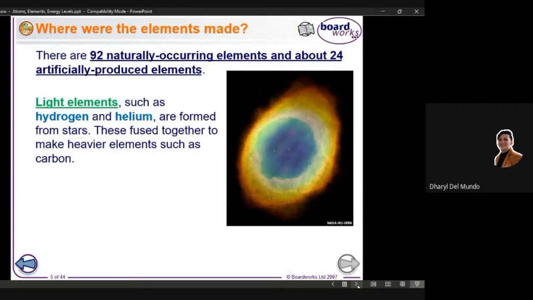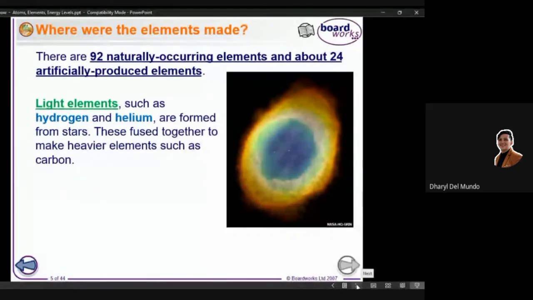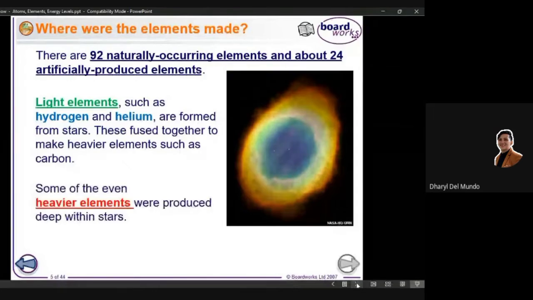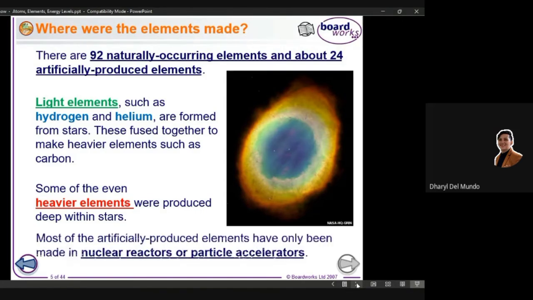Alright? So they fuse together to make heavier elements such as carbon. So by fusing together, that is nuclear fusion, they can make heavy elements. So from hydrogen and helium, when they fuse together, heavier elements are produced. Alright? And of course, there are some even heavier elements that were produced deep within the stars. Okay, so as time goes by, it started from hydrogen to helium. When they combine together because of nuclear fusion, it becomes heavier and heavier until such time the production of other elements.